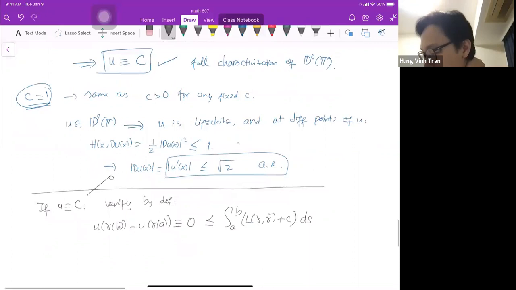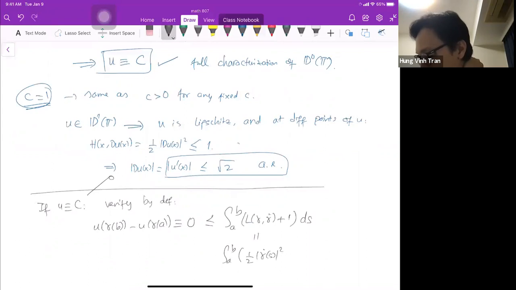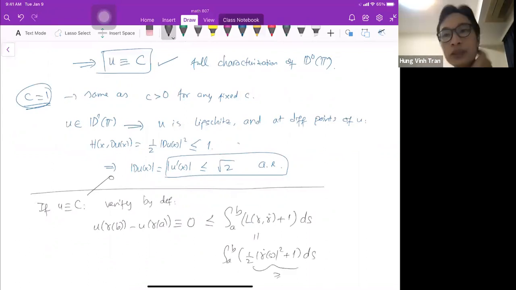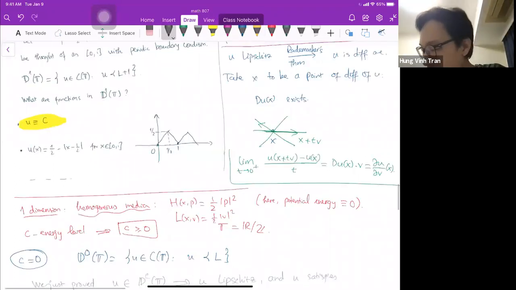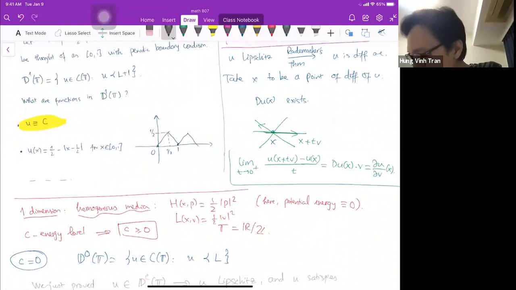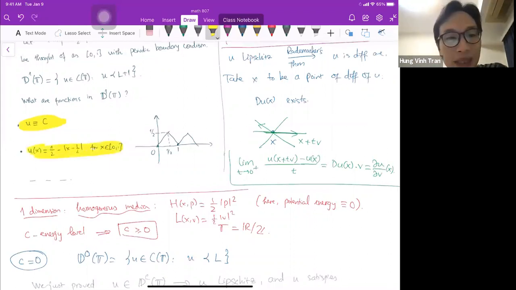Why is it so? Because you just write it down: C is 1, so this is just the integral from a to b of 1/2 of gamma dot of s squared plus 1 ds, and this is always greater than or equal to 0. So we are done. The first part was easy, and I think I'm making a mistake here in the second part, no, I take it back. I'm sorry, I'm not making a mistake.